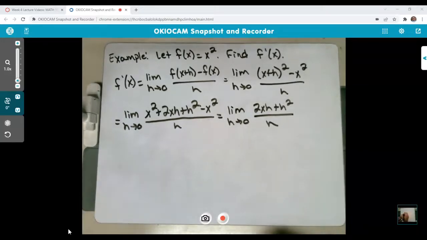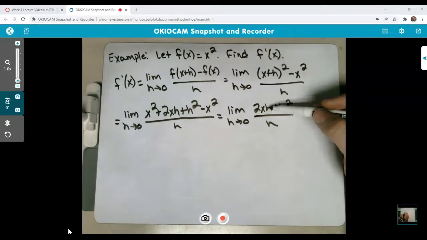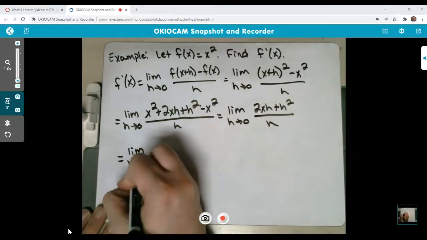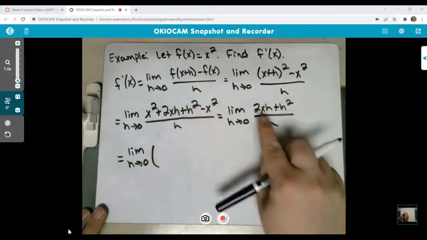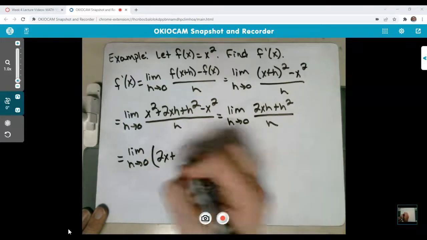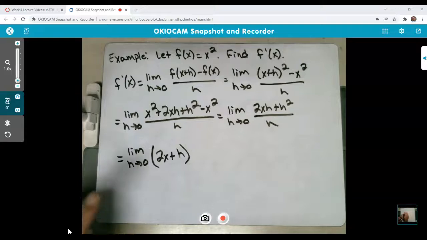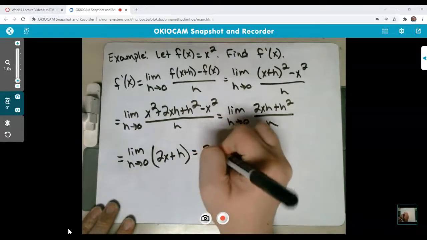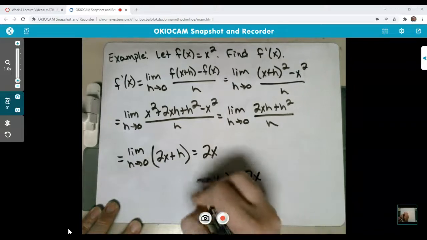Notice every single term here has an h, so I can cancel out an h from all of these things. That's going to give me the limit as h goes to 0 of 2x, and I'm left with just 1h. So now I can plug in 0 for the h, which would just give me 2x. So f prime of x is equal to 2x.